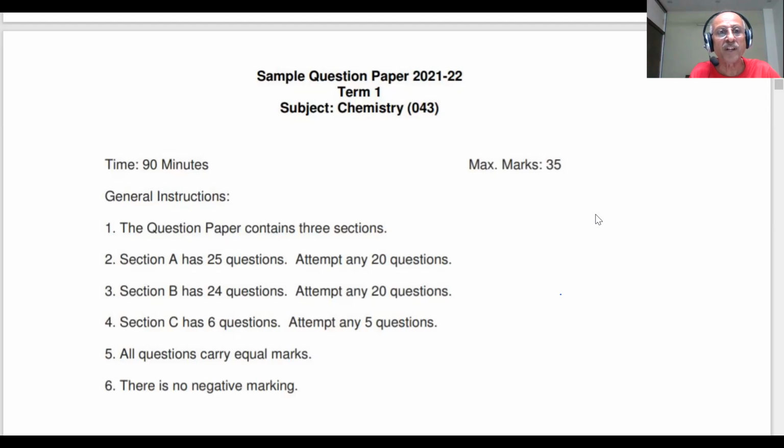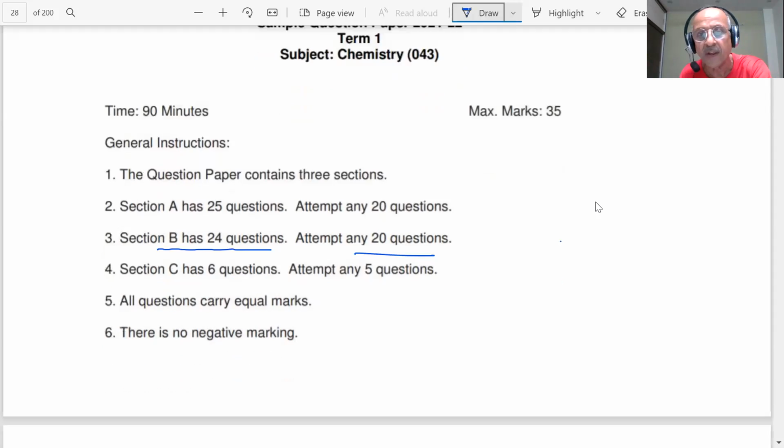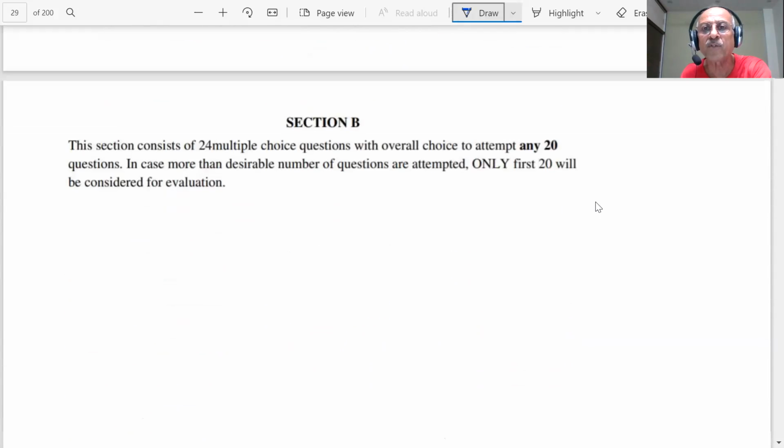The question paper contains 3 units. Section A has 25 questions, attempt any 20. This has been solved by us. Section B is what I am solving today. 24 questions, attempt any 20 questions. Section C has 6 questions, attempt any 5. All questions carry equal marks. There is no negative marking. Let us see what is in section B, students.